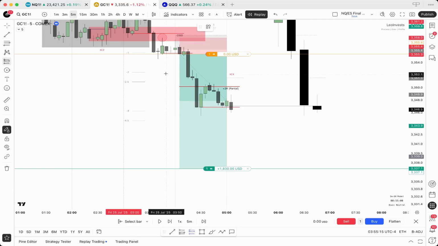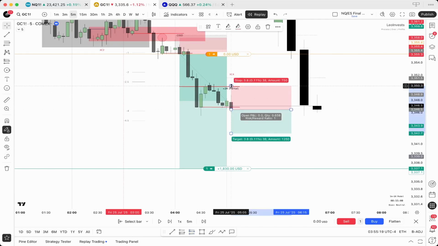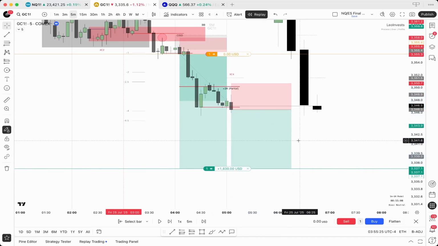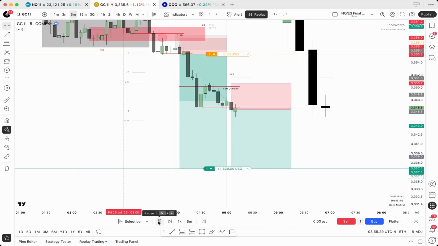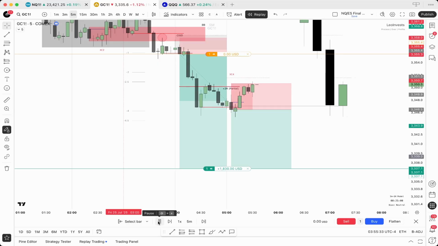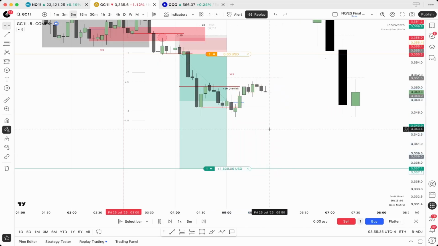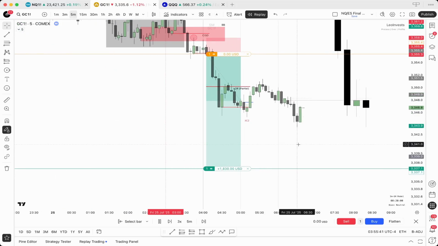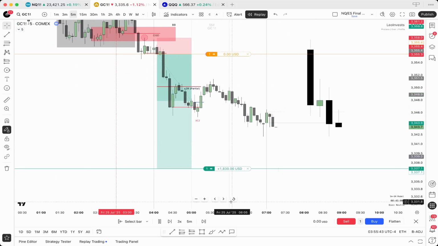So for those of you that have missed the C2 or the C3 entry, you could now enter off of here with your protected high as your stop, and then target this draw on liquidity, which still aligns with our 2R profit. Let's keep playing this out. We get confirmed, we retrace the internal change in state of delivery, and no stop out has occurred. Let's just see what happens here on gold. This is a bit of a longer trade, but we'll see whether or not we actually end up hitting that draw on liquidity at these lows.